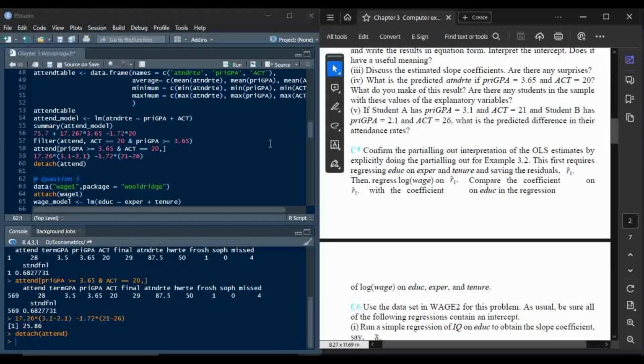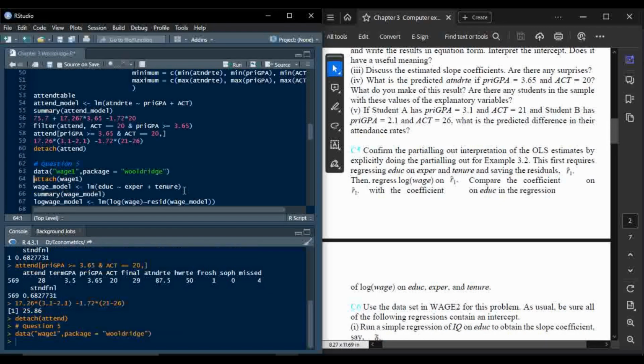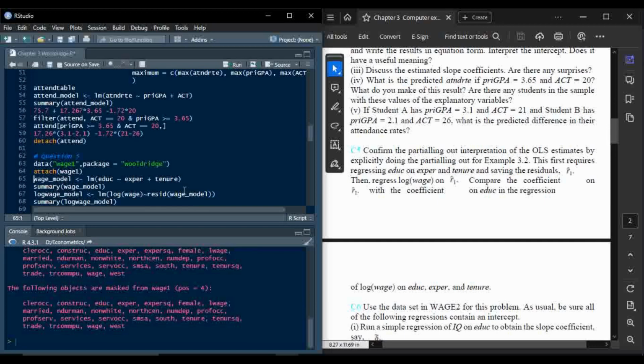Now coming to question number 5, it utilizes the data set wage1 from the package wooldridge. So call this data set and attach this data set. Now what does it say? It says confirm the partialing out interpretation of the OLS estimates by explicitly doing the partialing out for example 3.2. Now this first requires regressing education on experience and tenure and saving the residuals by the name of R hat 1, and then regress log wage on R hat 1, and then compare the coefficient on R hat 1 with the coefficient on education in the regression of log wage on education, experience and tenure.